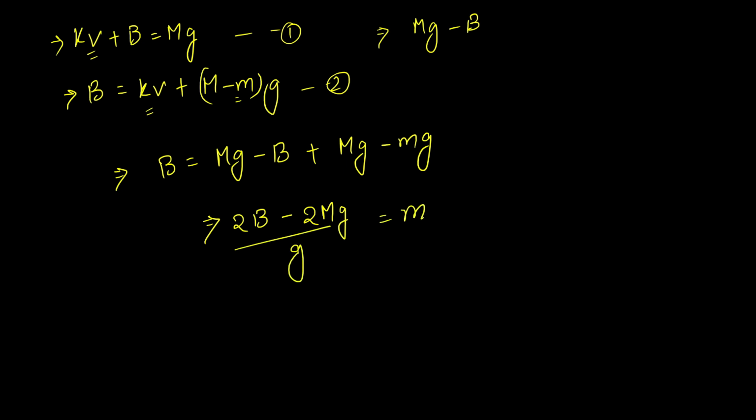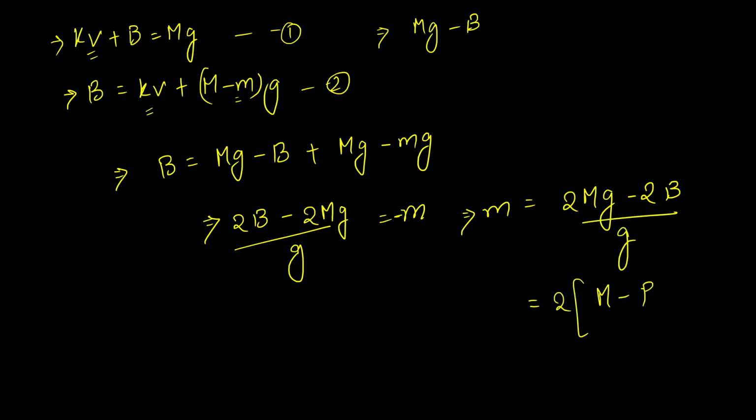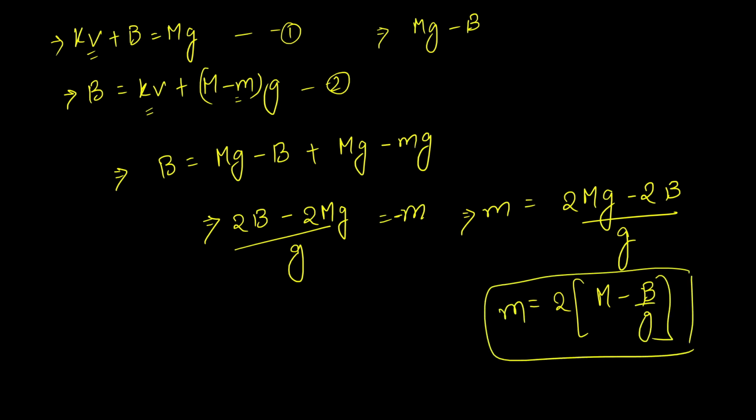This will be actually minus m. So m will be equal to what? 2mg minus 2b upon g, that is equal to 2 into m minus b upon g, that will be equal to small m, and that is the answer. So this is how you need to think.